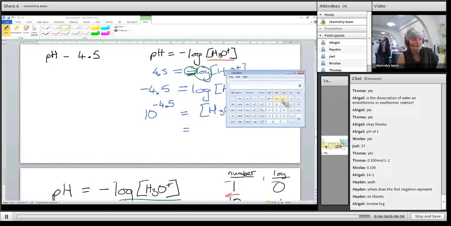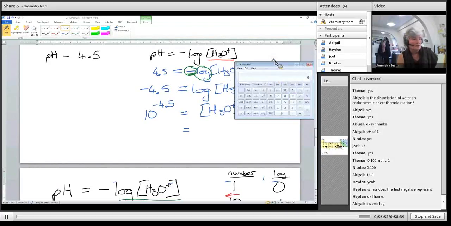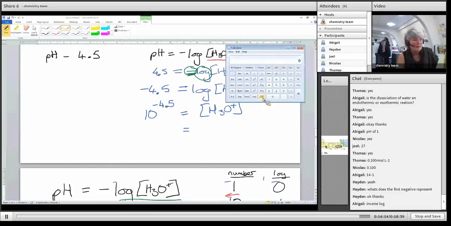So it's 4.5. Okay, let me make sure it's clear. 4.5 negative and 10 to the x. You raise it up. Can you see I've got 3.16 times 10 to the minus 5. I hope you can see that, e to the minus 5.